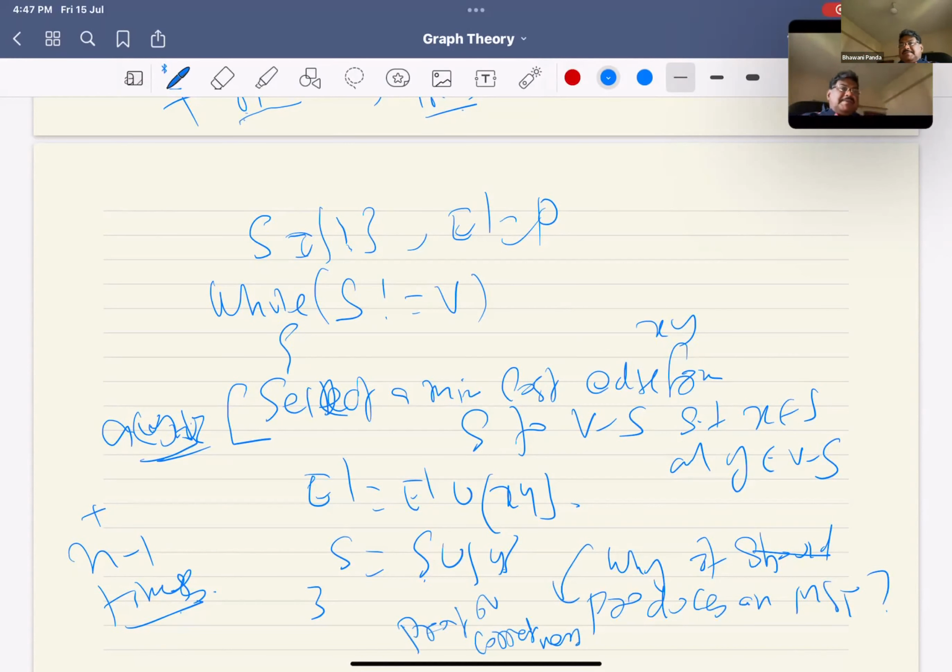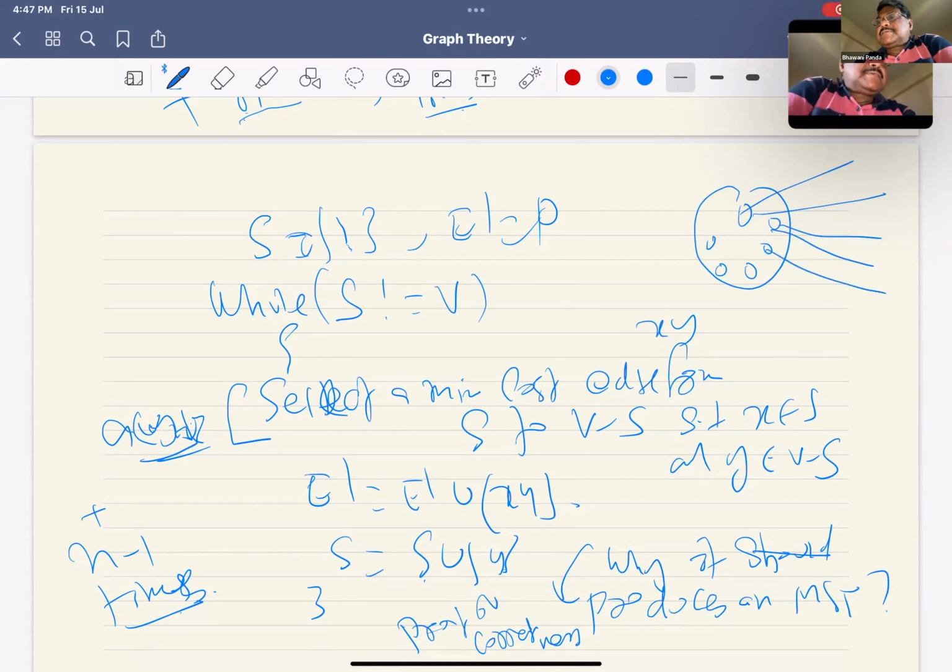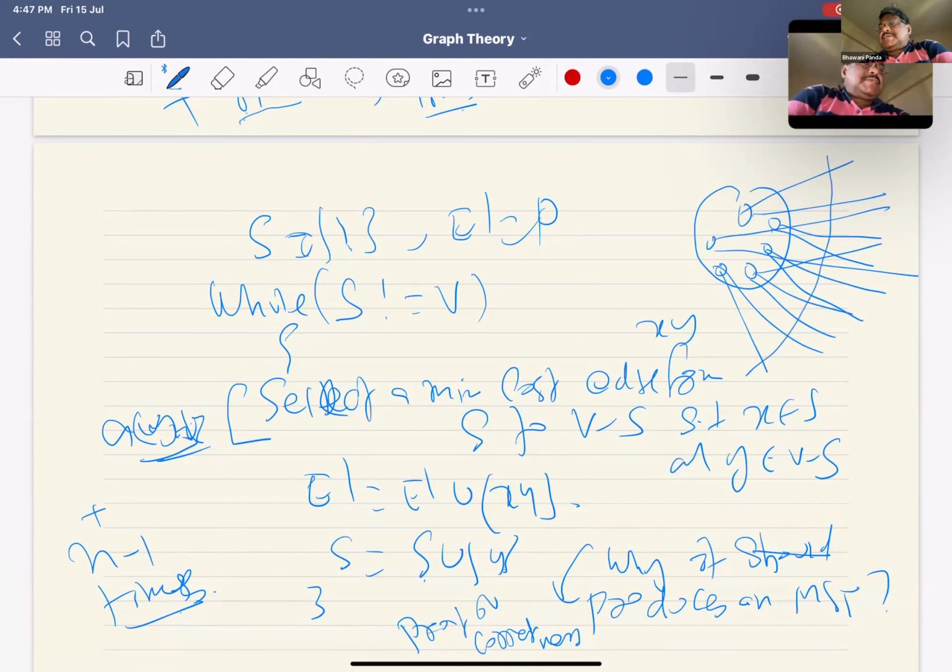So we'll see in a moment. And now, how much time will it take? For example, S is like this: 1, 2, 3, 4, 5, and 6 vertices. From this vertex, several edges are going. From these vertices, several edges are there. So out of these edges, I have to select a minimum cost edge.